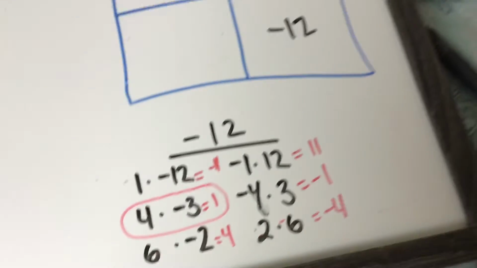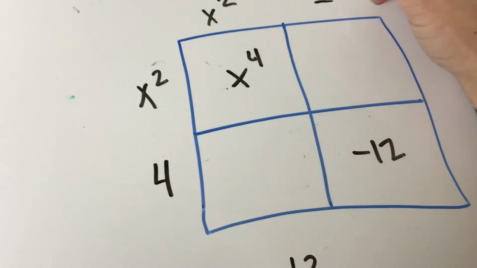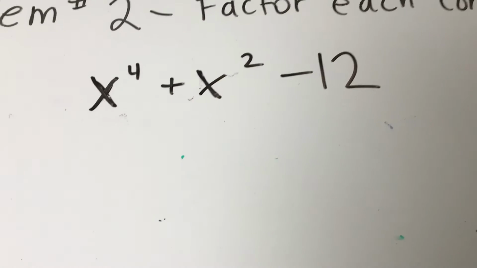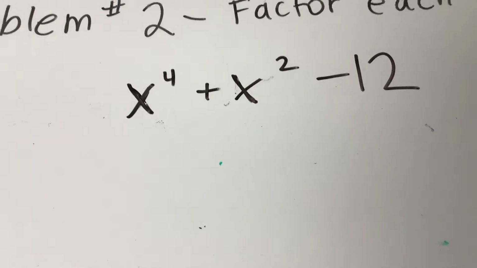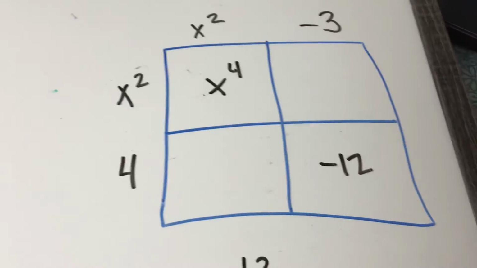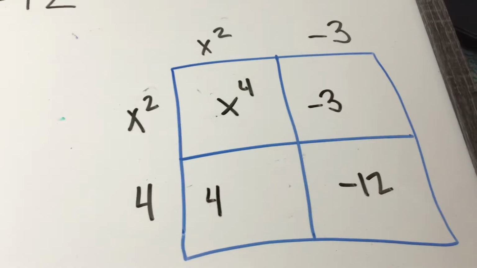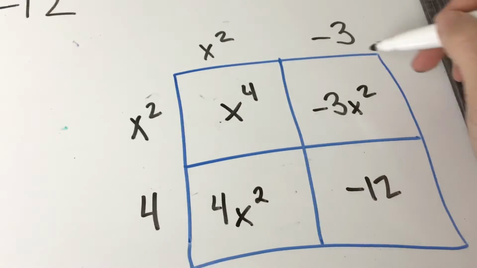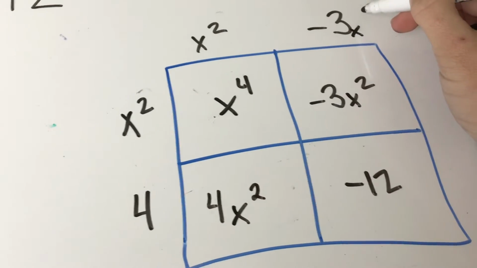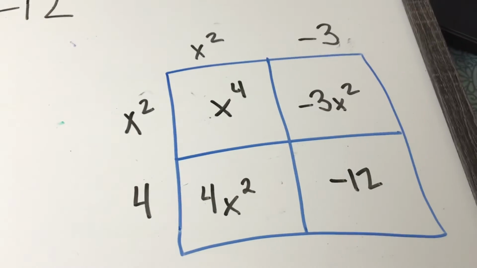So I'm going to write 4 here and negative 3 here. Now remember, if we go back and look at our equation, it's x to the 4th plus x squared, so that middle term needs to have an x squared. So I'm going to fill in negative 3 and 4, but I'm going to add an x squared and an x squared. Oh, I don't even need to add that. I should have it like that. My bad. Sorry.